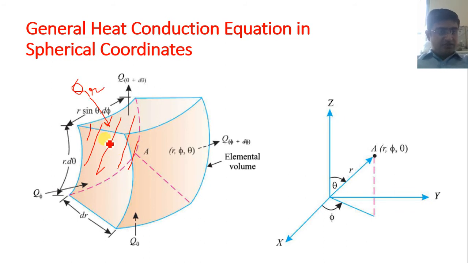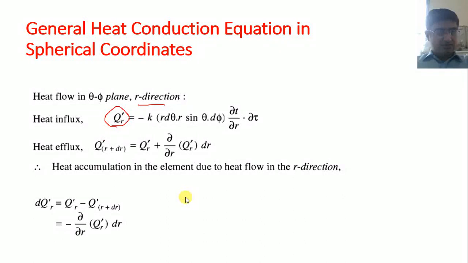So in the case of qr, if you want to find out the value of the area, then it becomes r dθ into r sinθ dφ. Just cross-checking: r dθ into r sinθ dφ. K term, all the terms are placed as it is, qr plus dr, so qr plus ∂/∂r of qr dr.